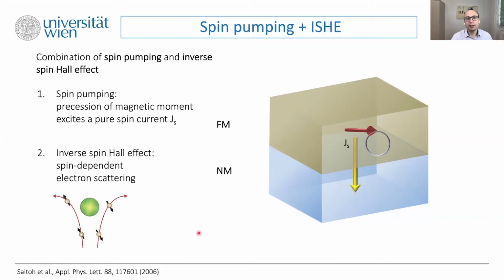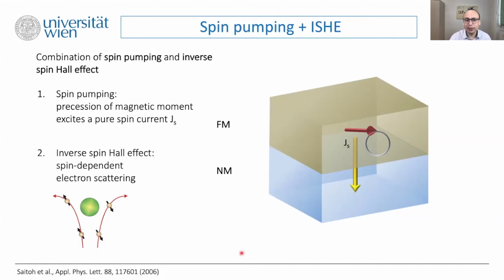And the spin Hall effect, as we discussed already in the previous lecture, is such that the direction in which an electron is scattered on some inhomogeneity depends on its spin polarization. So spin with one polarization will be preferably scattered in one direction, and spin with opposite polarization will be scattered in the opposite direction.